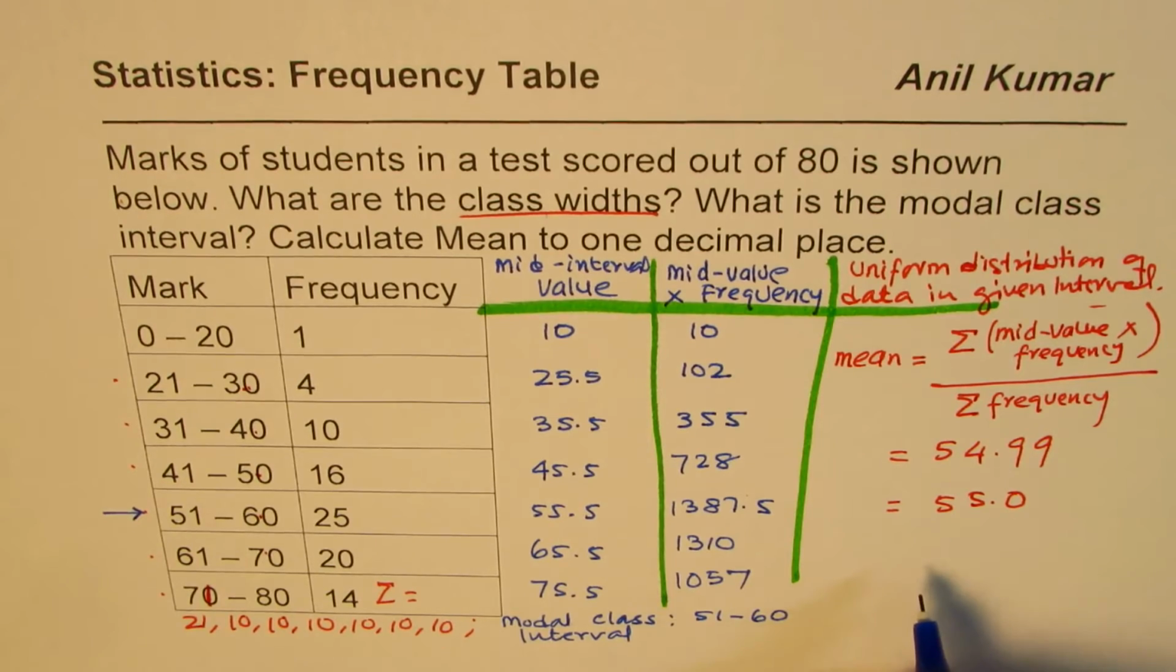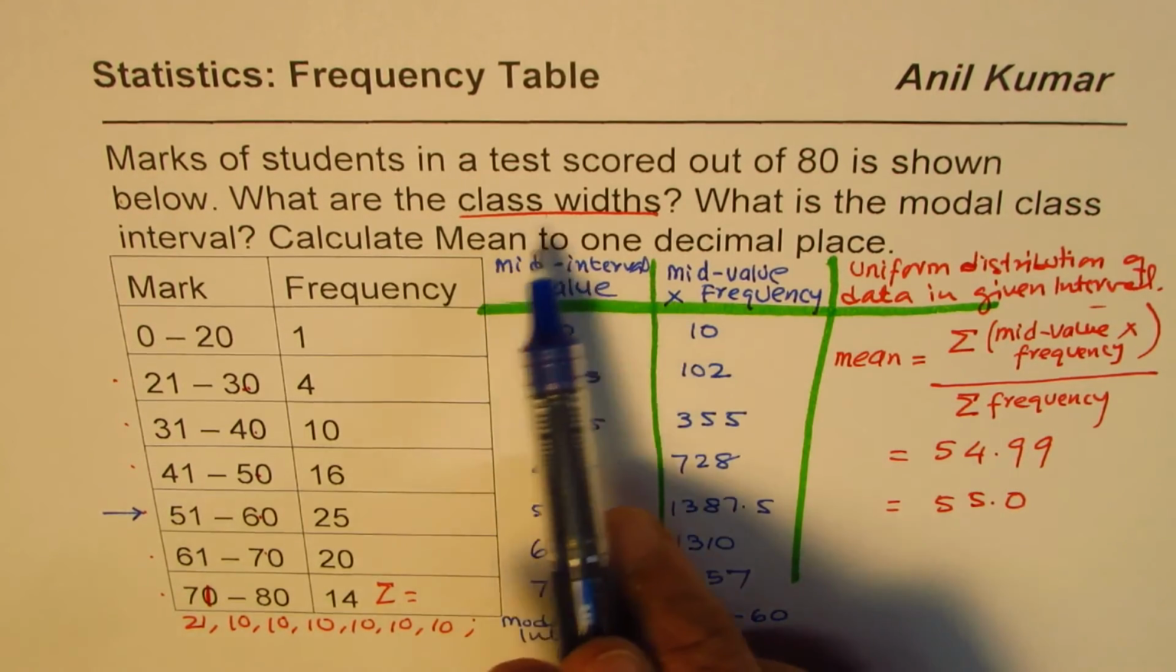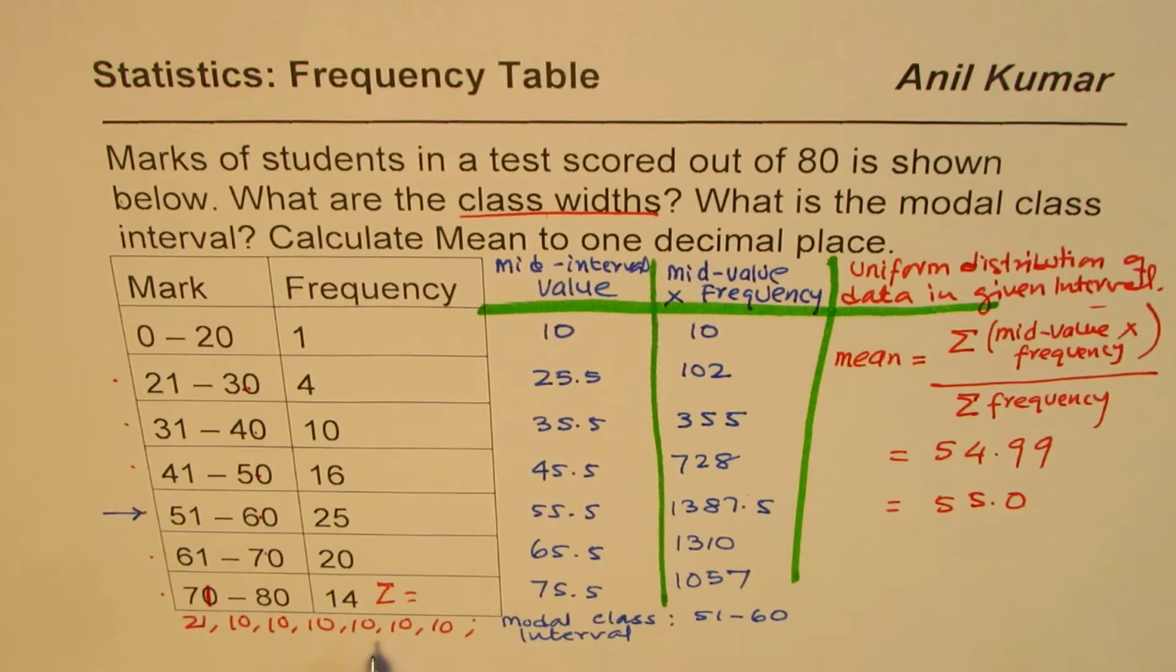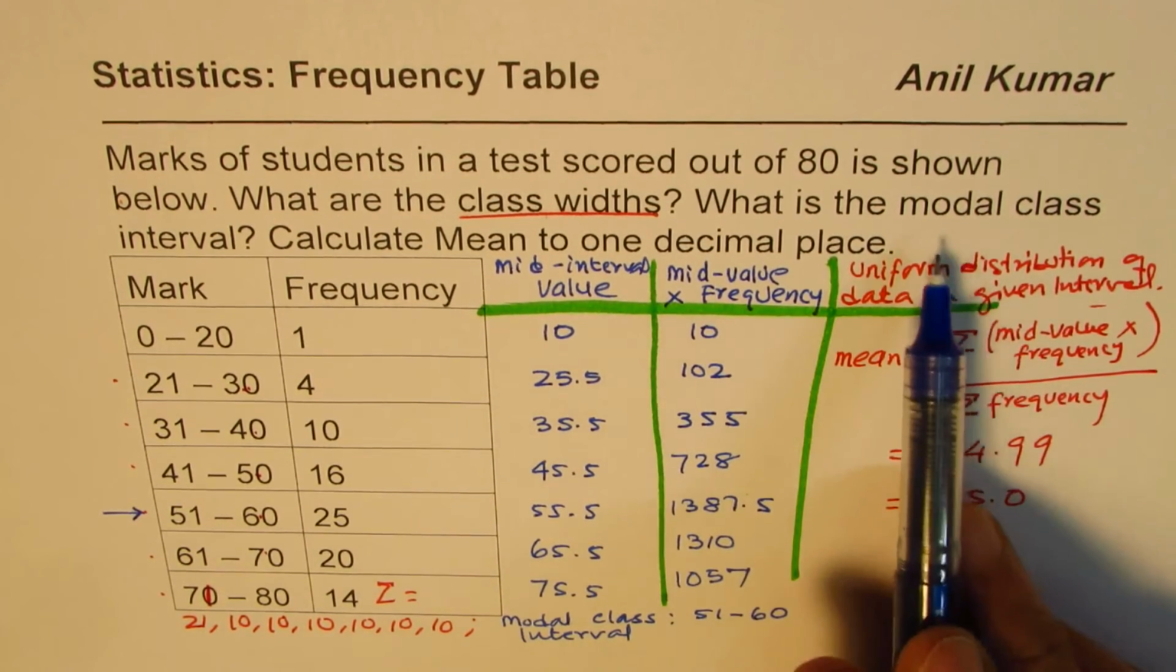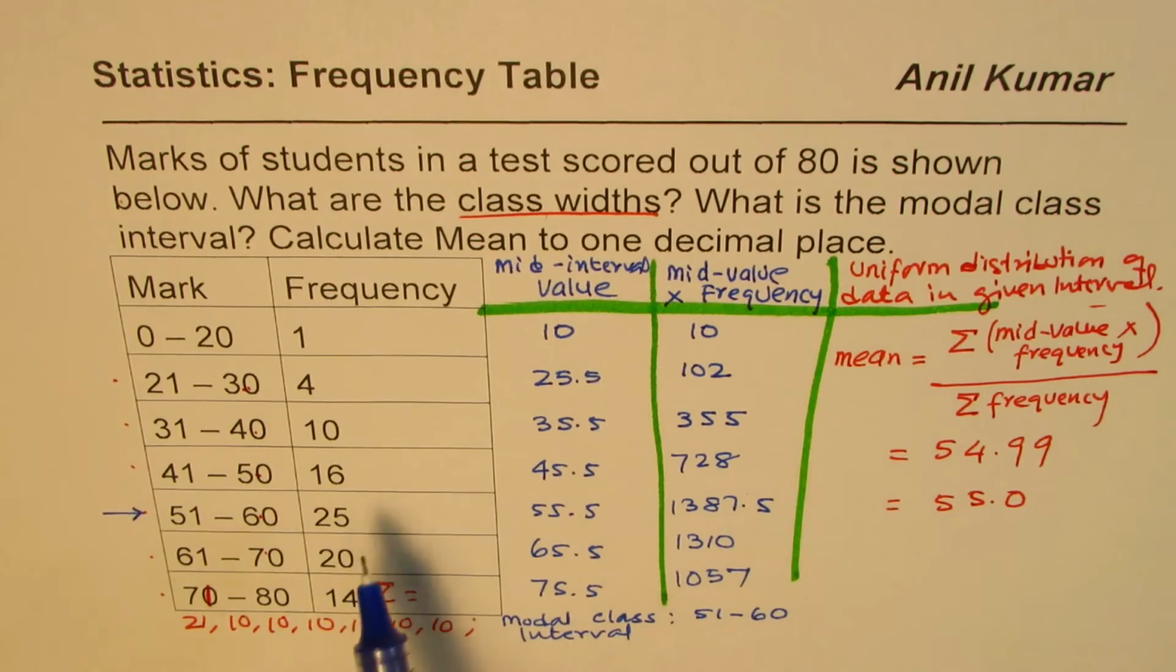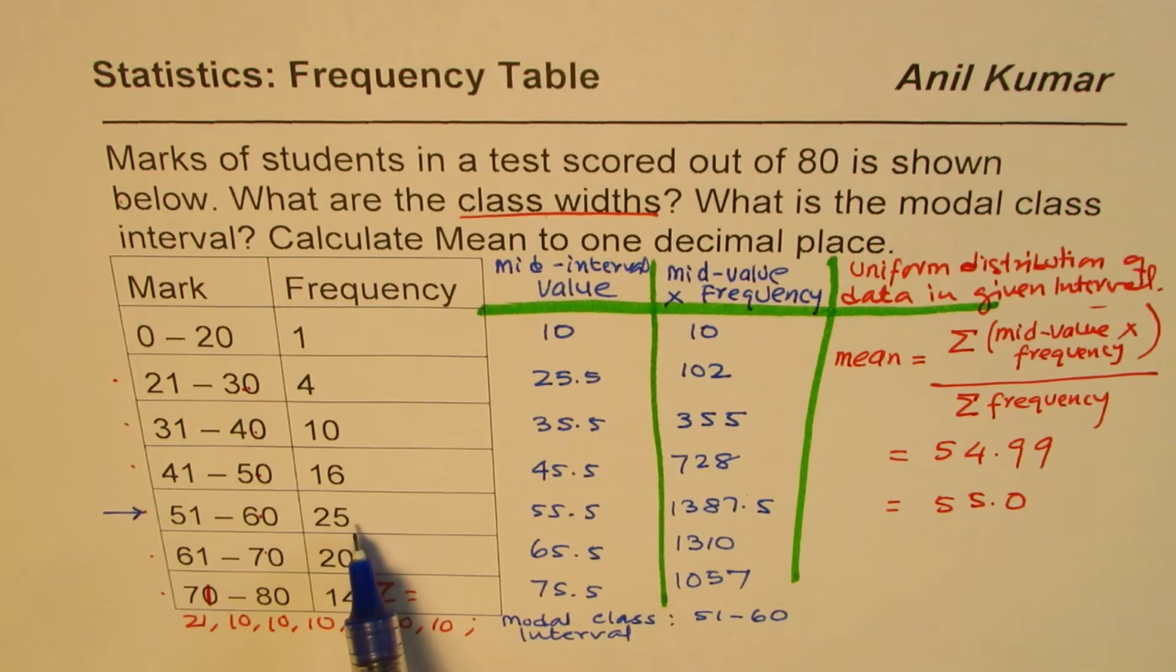In this video, we learned how to find the class interval, and that it could be different. Second, we also found the modal class interval, which represents the highest frequency. And then we found how to use the mid value of the interval to calculate the mean. Now we'll take up another video to find the median for such grouped data.